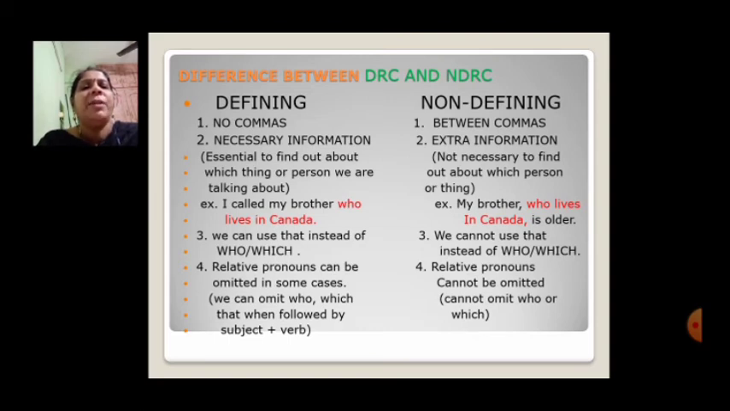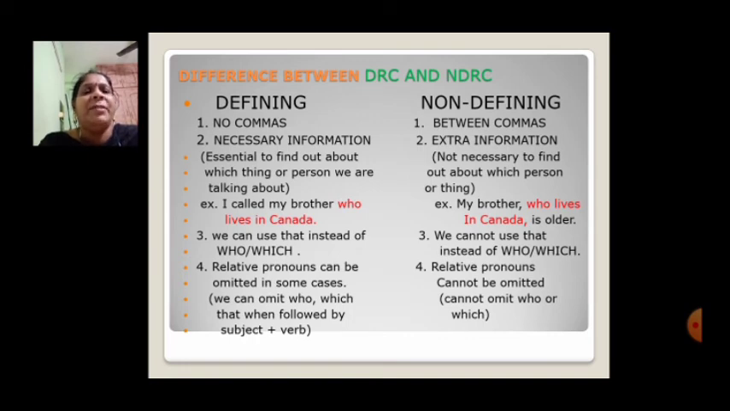Necessary information, essential to find out about which thing or person we are talking about. So, a defining relative clause gives the most important information, very essential information, without which the sentence will be incomplete. That is the second difference. This one, this non-defining clause, what do we have? Extra information. It gives additional information, not necessary to find out about which person or thing we are talking about. So, the sentence without this clause also makes sense and it is clear. That is the second difference.